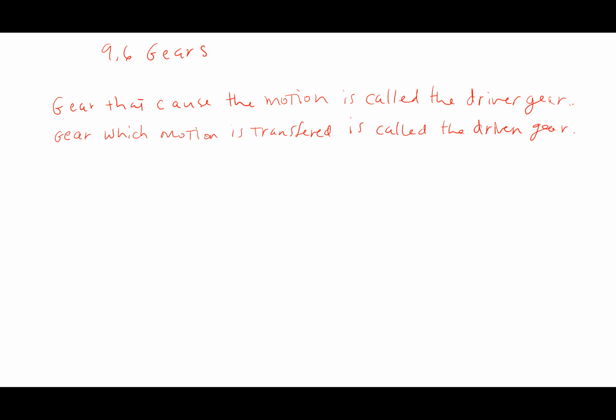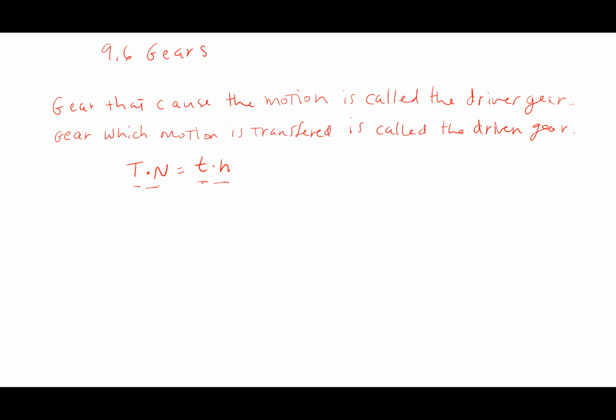Okay? So there's many different shapes and sizes too. The formula for that is going to be T times N equals little t times little n. T is the number of teeth on the driver gear. N is the number of revolutions on the driver gear, big N. Little t is the number of teeth on the driven gear, and little n is the number of revolutions on the driven gear. So just remember, the driver is the bigger letters and driven is the smaller letters.